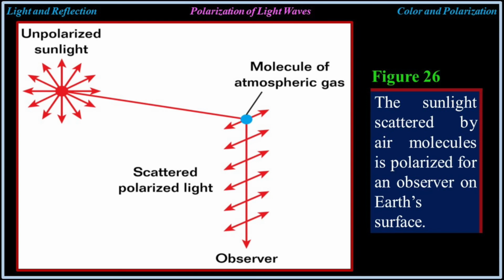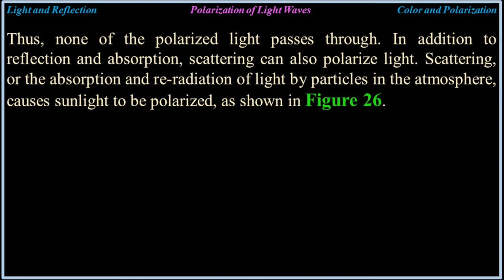Figure 26: the sunlight scattered by air molecules is polarized for an observer on Earth's surface. Thus, none of the polarized light passes through. In addition to reflection and absorption, scattering can also polarize light. Scattering, or the absorption and re-radiation of light by particles in the atmosphere, causes sunlight to be polarized, as shown in figure 26.